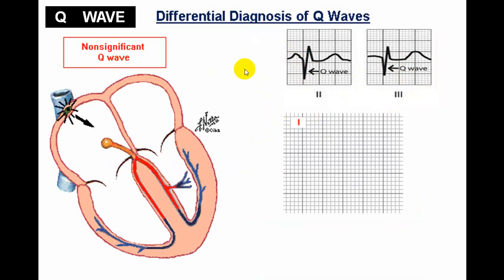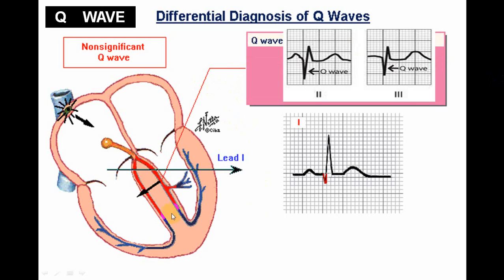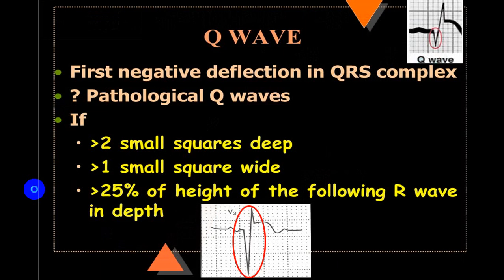Again repeating, if the Q wave is deeper than 1 small square and duration wise also more than 1 small square, it is considered pathological. So the first negative deflection in a QRS complex, if it is more than 2 small squares deep and more than 1 small square wide, we consider that pathological. It is also said that more than 25% of the height of the R wave should be considered. You can see how deep it is. This is almost 5 small squares, another 5, 11 to 12 small squares. So this is markedly deep. This is 100% pathological.